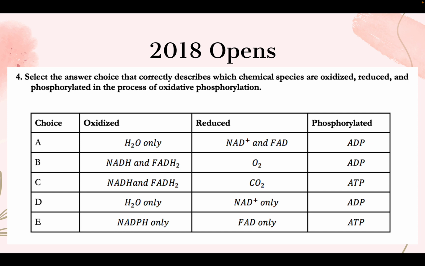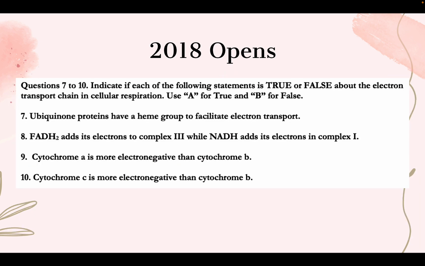Now we look at what is reduced. If you look at the answer choices, the answer here is going to be O2, because O2 is what is receiving the electrons at the end of the electron transport chain, and by definition, if you reduce something, that means you give it electrons. So we're reducing O2. That's what happens during oxidative phosphorylation. And if we look at the last column, it confirms that our answer is B, because ADP is what is being phosphorylated. ATP is the phosphorylated form of ADP. So yeah, B.